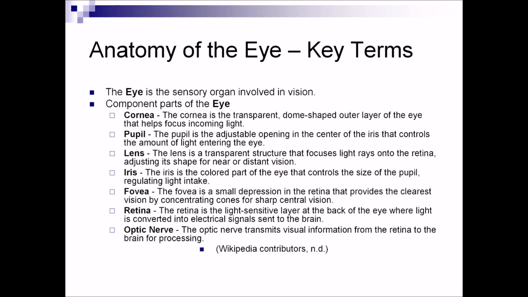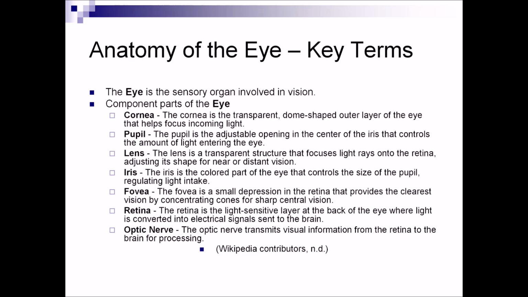The cornea is the transparent dome-shaped outer layer of the eye which helps to focus incoming light. The pupil is the adjustable opening in the center of the iris that controls the amount of light entering the eye. The lens is a transparent structure that focuses light rays onto the retina, adjusting its shape for near or distant vision. The iris is the colored part of the eye that controls the size of the pupil, regulating light intake.